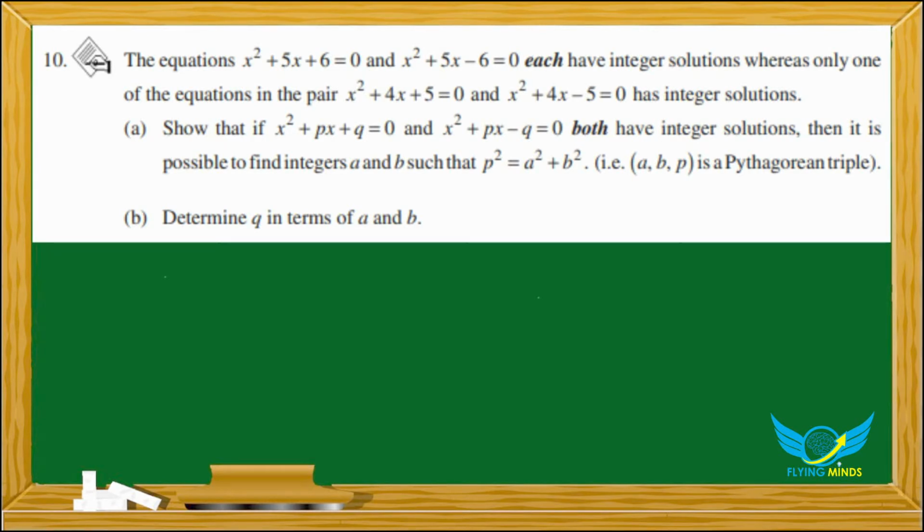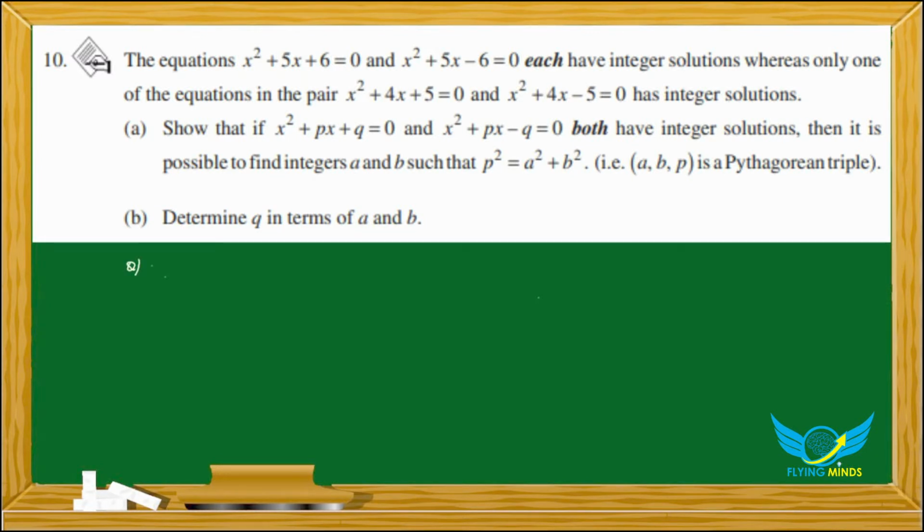Question A: show that if x² + px + q = 0 and x² + px − q = 0 both have integer solutions, then it's possible to find integers a and b such that p² = a² + b². So a, b, and p are a Pythagorean triple. And then part B, we'll get there: determine q in terms of a and b. Okay, let's think. Part A.